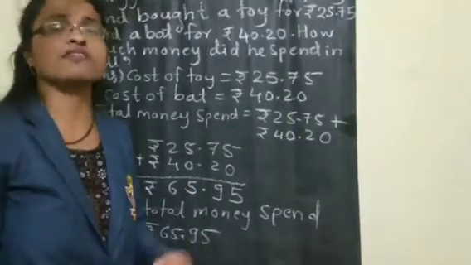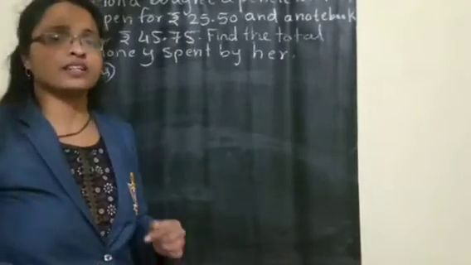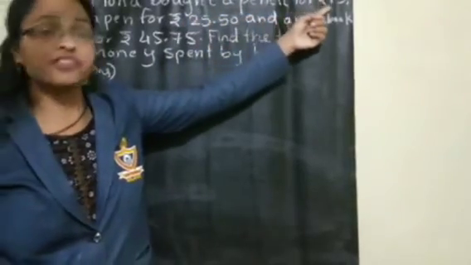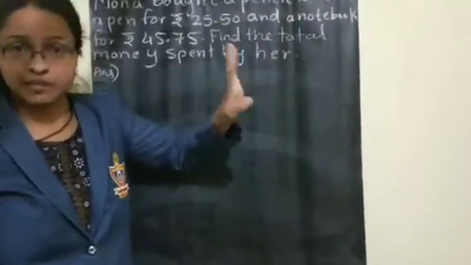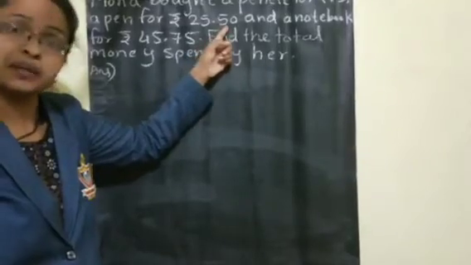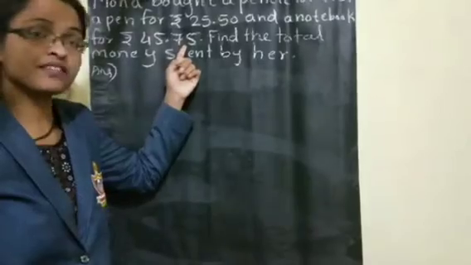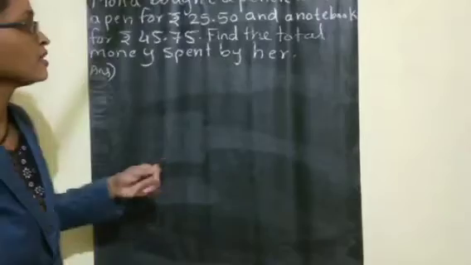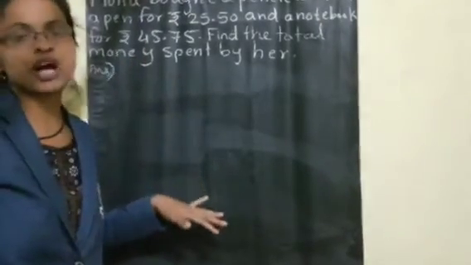Let us try one more example, children. Mona bought a pencil for rupees 15. See here, rupees 15 given. There is nothing given in the paise form. A pen for rupees 25.50 paise. And a notebook for rupees 45.75 paise. Find the total money spent by her. So here 3 different things are given and all 3 things we have to add.